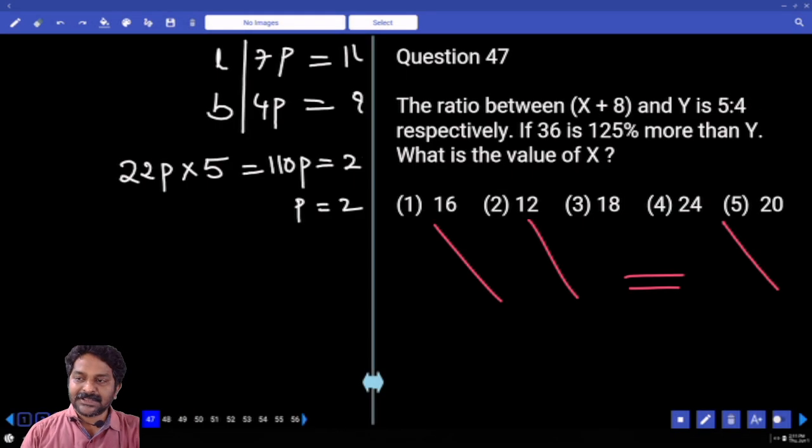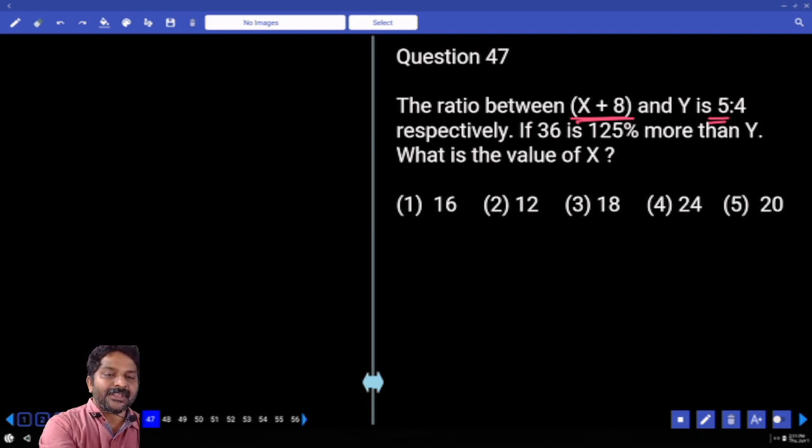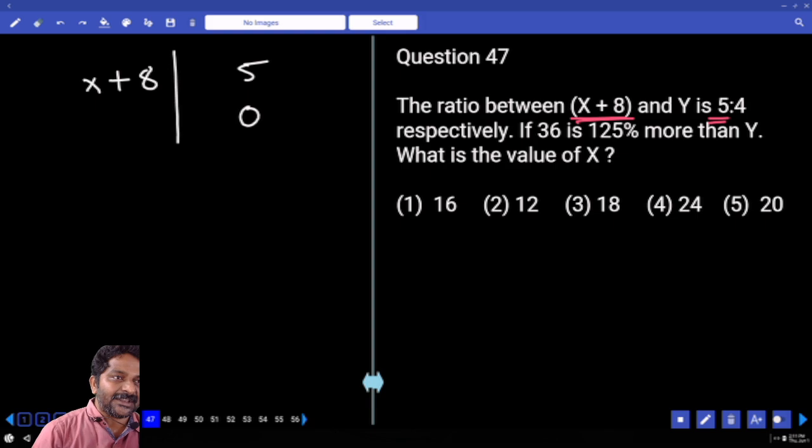The ratio between x plus 8 and y is 5:4. If 36 is 125% more than y, what is the value of x? Okay, right. X plus 8 is equal to 5 parts, right? That means it must be a 5 multiple, right? So, if x plus 8 is a 5 multiple, I can say either it ends with 5 or it ends with 0, correct? Then x must end with either 7 or 2, correct?